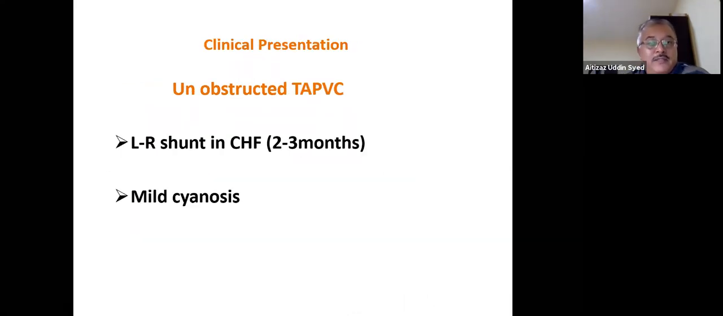Again, the same story: if it's unobstructed, it's a left to right shunt because the pulmonary venous return is coming to the right side, and they can present like in congestive heart failure and mild cyanosis. Sometimes they're just picked up as an ASD or something, and then people realize why the baby's cyanosed, and then further investigation with an echo proves that actually there's more than a small ASD there.